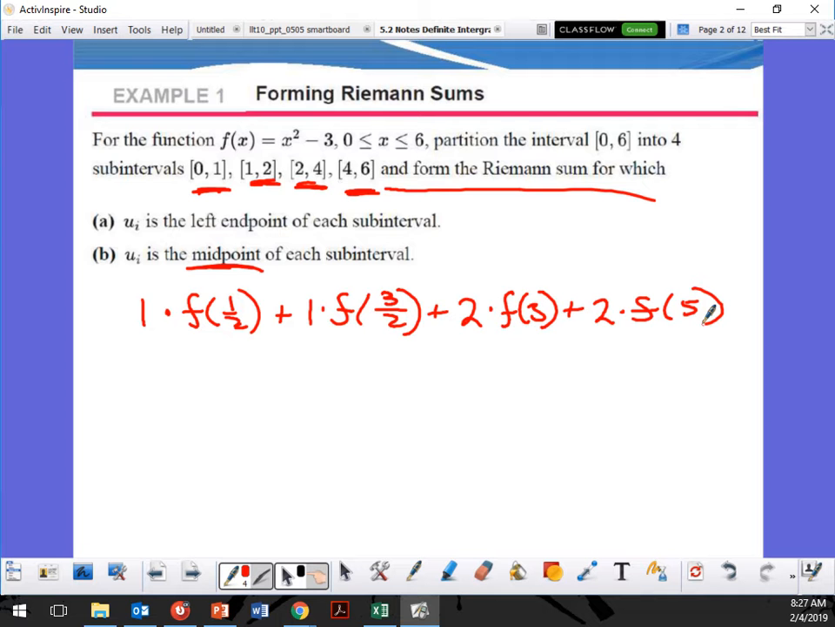Thank you. Okay, so f of 1/2. So it's 1/4 minus 3, which is negative 2 and 3/4. Can you give me that as an improper fraction, please? It's going to be negative 11 over 4. Negative 11 over 4? Yes.